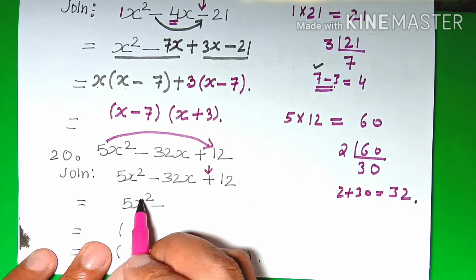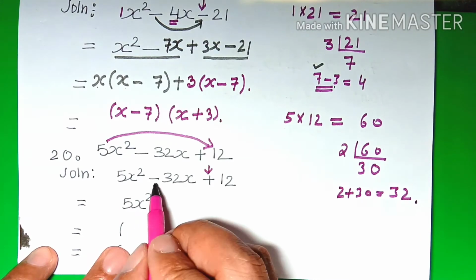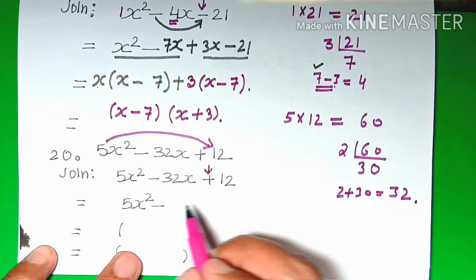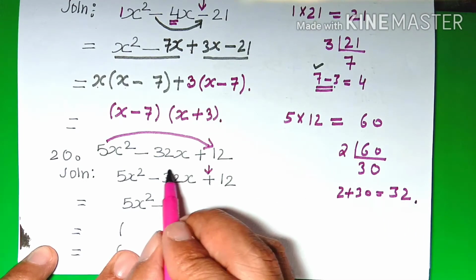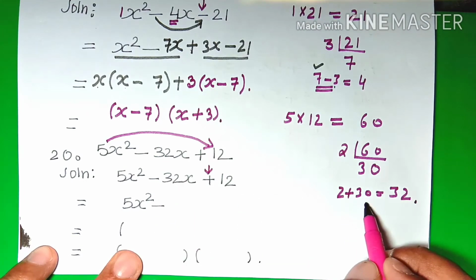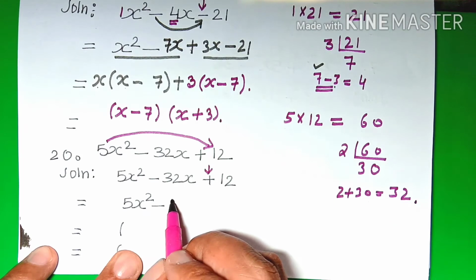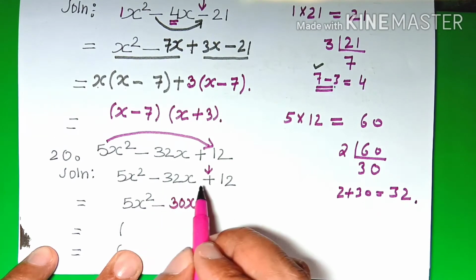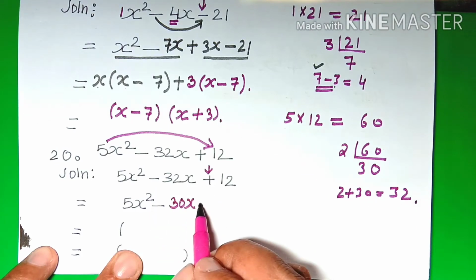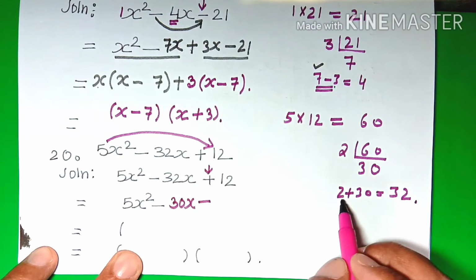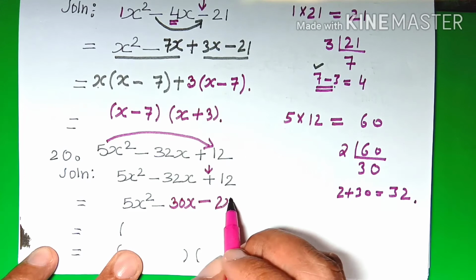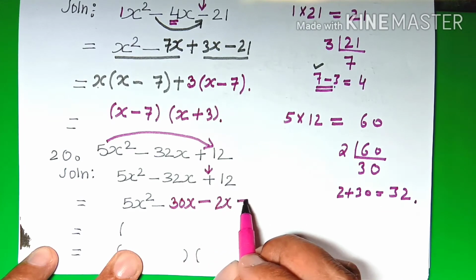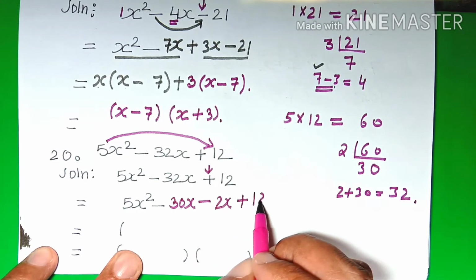Now 5x squared we can drop as it is, along with the sign here minus minus. Again now 32 can be replaced with these two factors. Take the bigger number here, that is 30x. Now multiply these two signs, minus plus are, yes, that is minus. Again we have here 2x. Now the third value we drop as it is, that is plus 12.